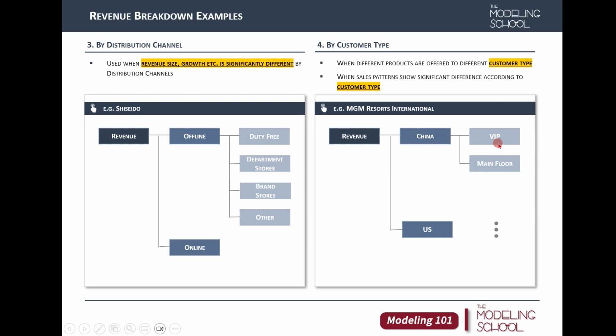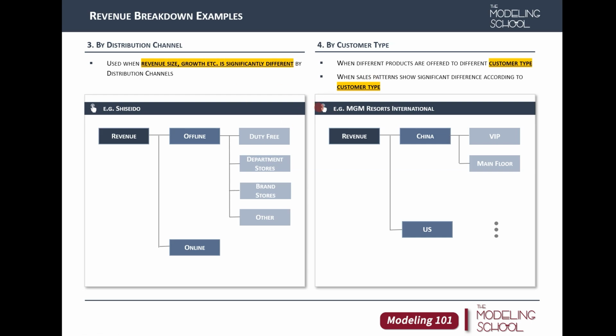So we don't want to blend them because the average spending per person would be very distorted. So we want to see them split VIPs and the ordinary people. And even when you're doing the financial modeling, we want to model VIPs and other customers separately. Of course, there are other types of breakdowns, but we think that these four are the most common. And as I mentioned before, there could be combinations of these breakdowns. And a single company could have different approaches to breakdowns.